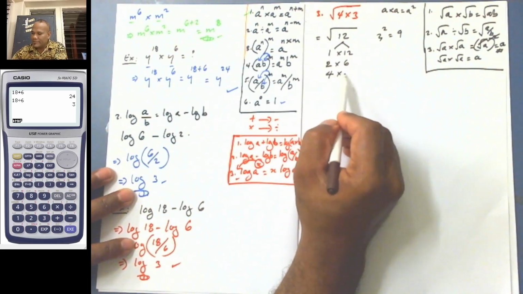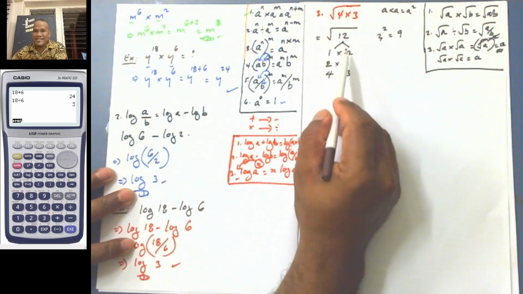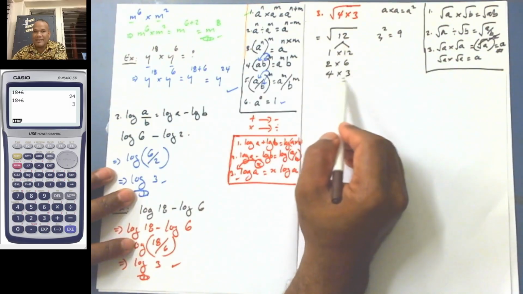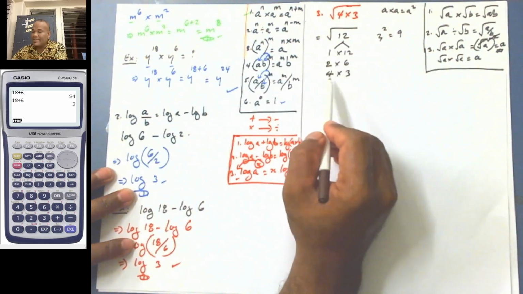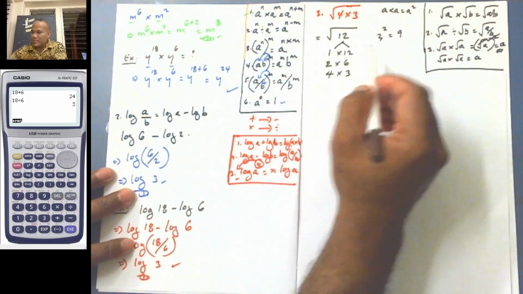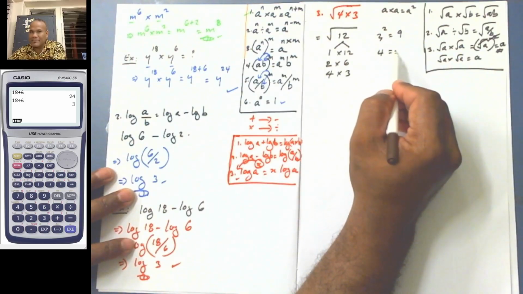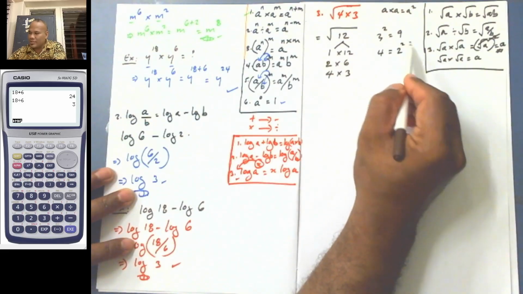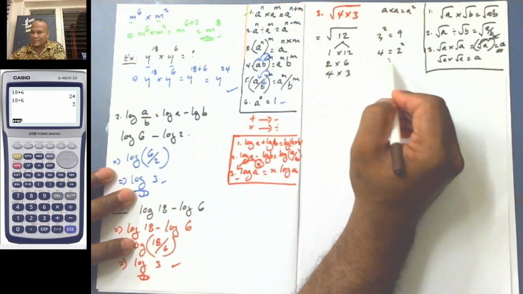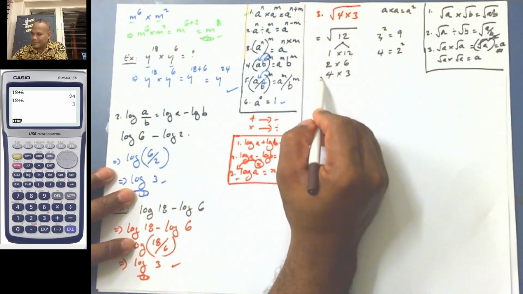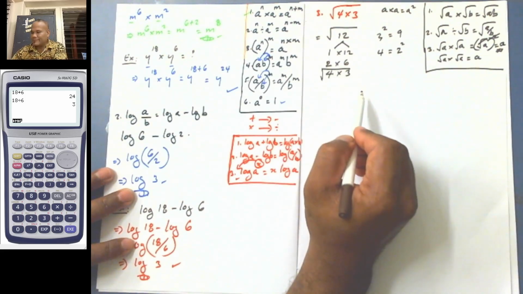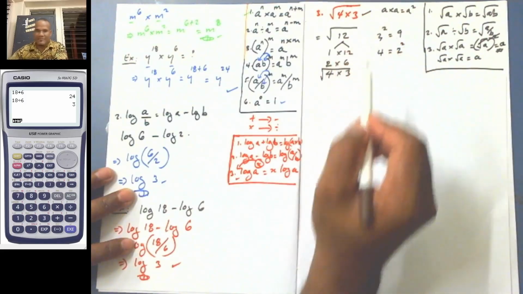4 and 3. 4 times 3 is 12. Is any of these numbers a square number? Yes, 4. The number that is multiplied by itself to give you 4 is 2. So 2 squared gives you 4. Okay, so this is our square number, and the whole thing is square rooted. That is why it's giving you that value.